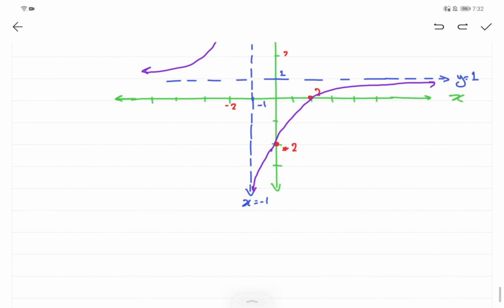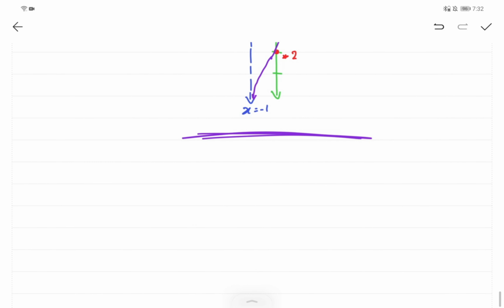Okay guys, so this is it for this video. In the next video I'm going to talk about what happens if we have 2 points of discontinuity and both are non-removable. In this situation we're going to have 2 vertical asymptotes. Okay, bye for now and see you later.